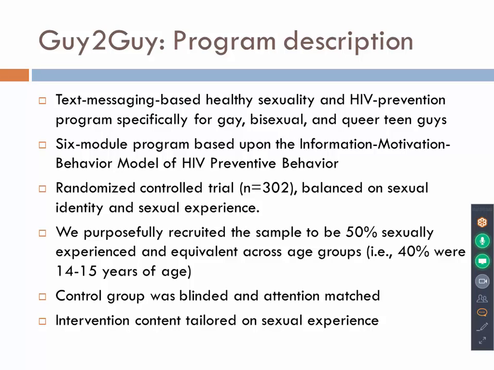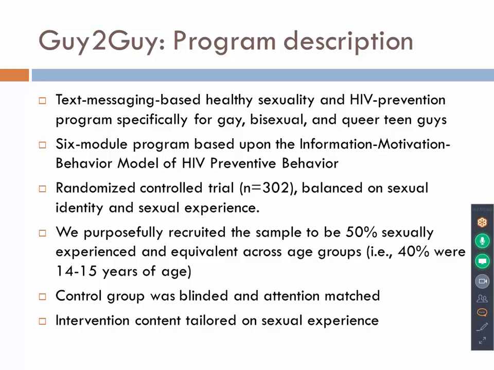It was about 6 modules. I think in the end, I probably got wordy, which is what I tend to do, so it was probably 7 weeks. Based on the information, motivation, behavioral model of HIV prevention, we recruited and randomized 302 guys. We did balance on sexual identity, so gay and then bisexual, and I think we put queer with bisexual. So we balanced to make sure that the arms were equal, and we also balanced on sexual experience.